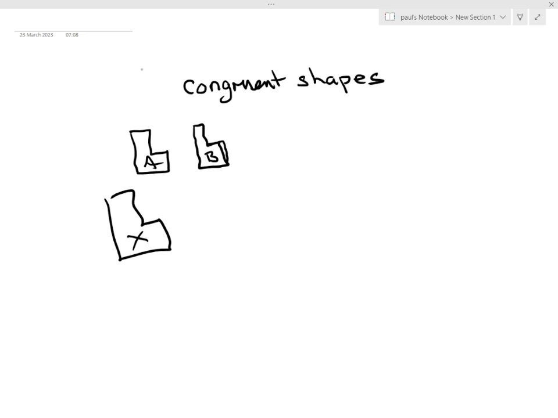Now, if this L shape was on its back, it's still the same. Or if it's on its edge, it's still the same. So it means that these shapes are the same. And usually it's triangles. And with triangles, you must have conditions.